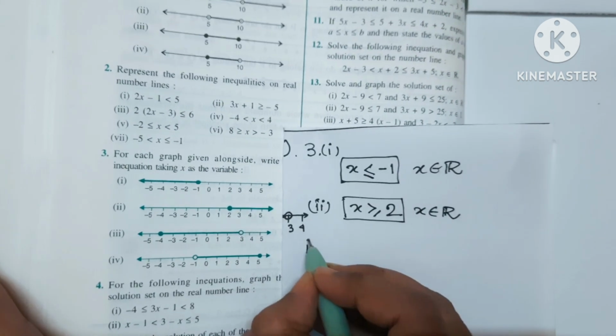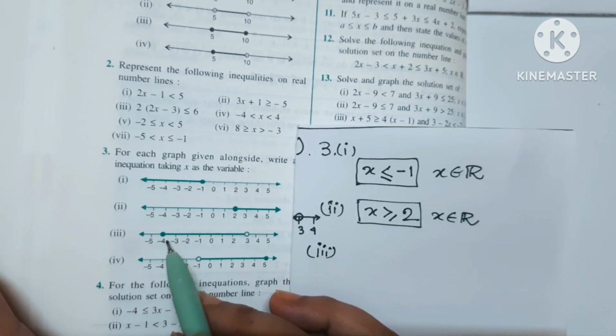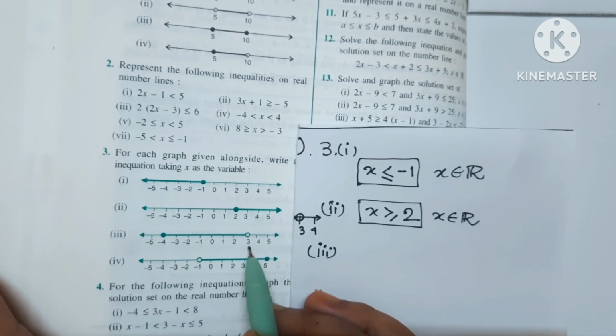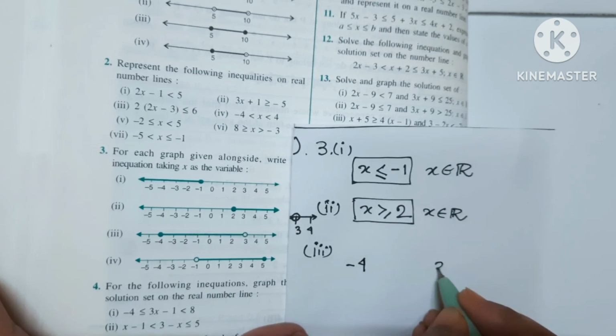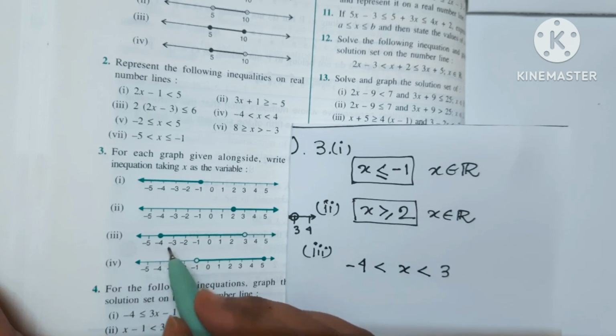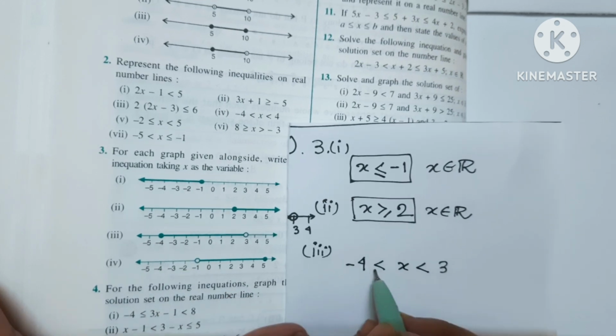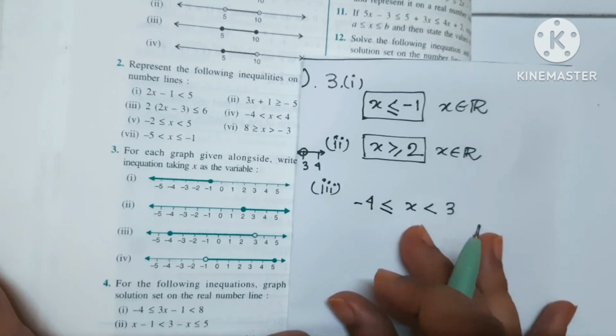Okay, now the third one. See, x is in between minus 4 and 3. So write minus 4 and 3: x is greater than minus 4 and less than 3. Now, see, there is a darkened circle, so you have to put this one. Okay, fine.